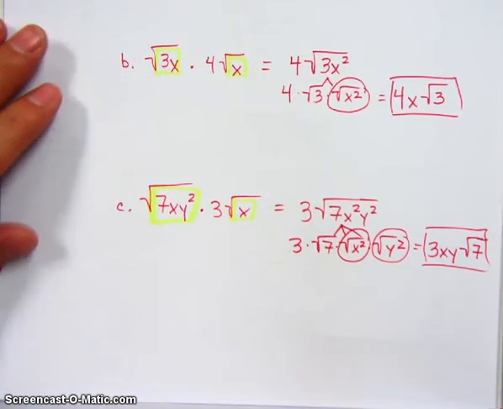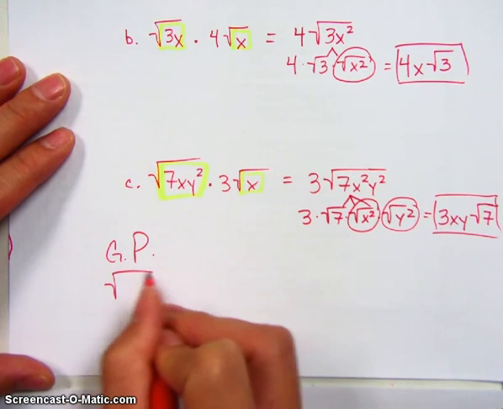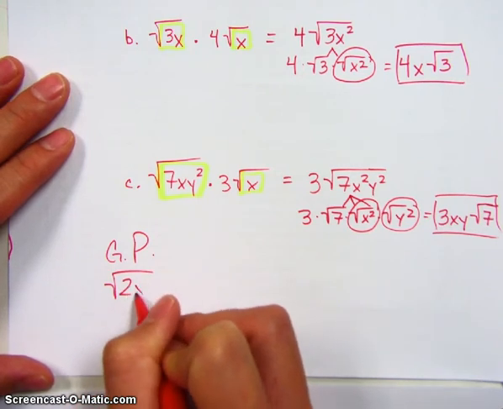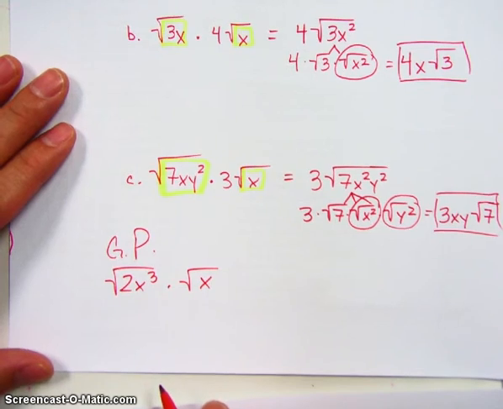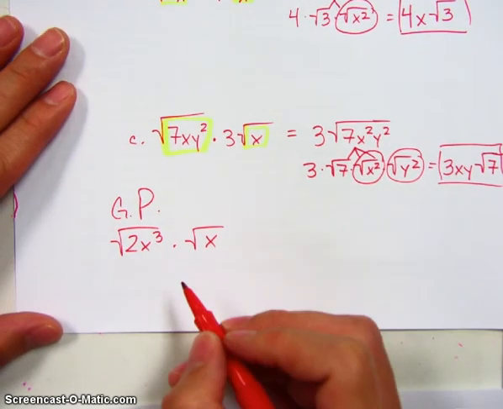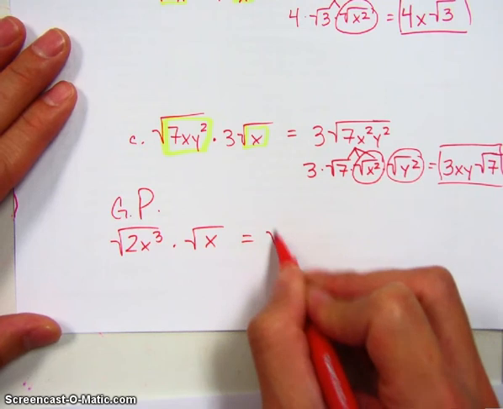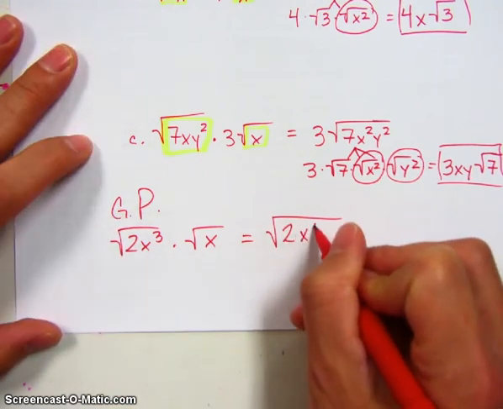Okay? If you want to try one more for guided practice, go ahead and try this one out. Square root of 2x cubed times the square root of x. Try that one out and see what you get. All right, if you're done, then what I would have done is I would have gone, these are 2 inside, so I go 2x to the 4th.